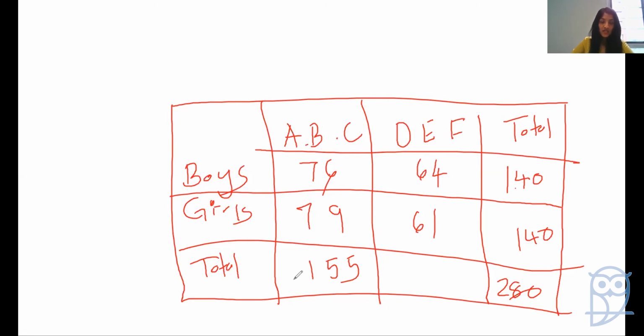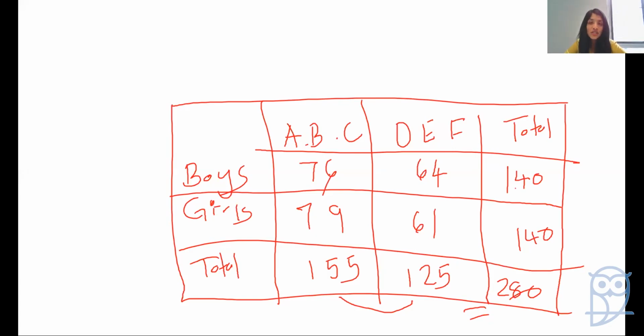So here's our total number of students getting A, B, or C. And now we need to work out the number of students getting D, E, or F, and that total is 125. When you add these two together, it equals 280. So guys, when you're working out a table like this, always first see what is given to you, then go with what's given to you, and then start working out. It will make it so much easier.